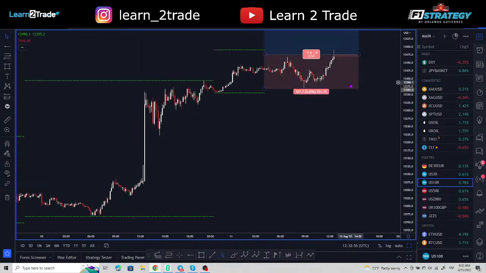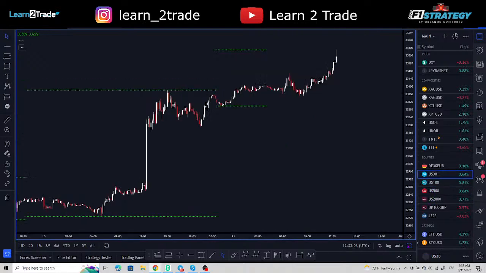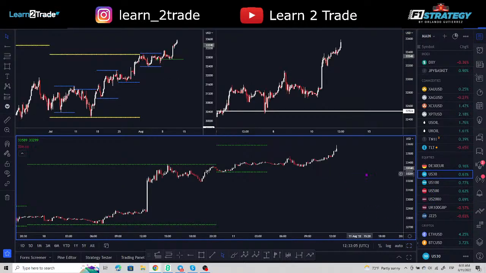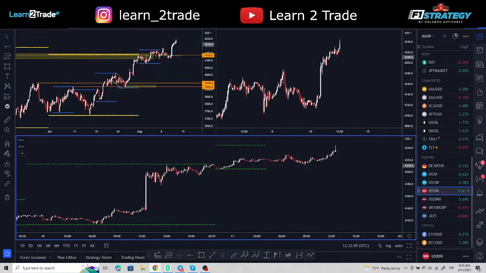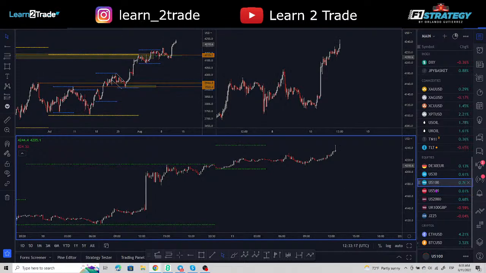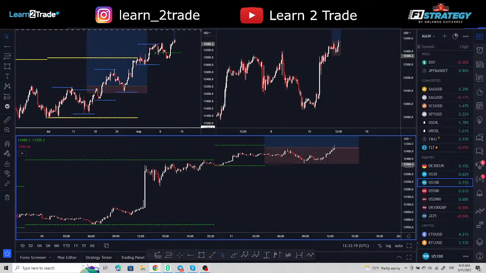NASDAQ breakout trade on the NASDAQ. Let's see if it rallies. Let's have a look at some other markets, some other U.S. equities markets. Both the S&P 500 and the Dow are rallying at the moment.